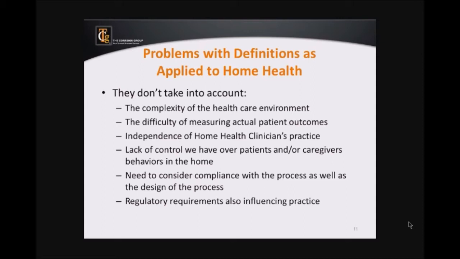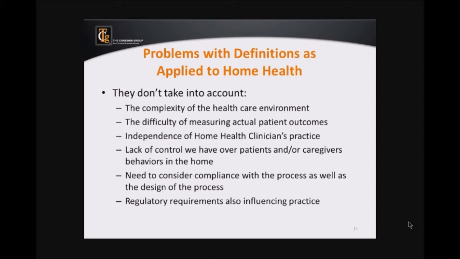The problems with definitions as applied to home care. We really have to look at the specifics of our own industry when considering various quality approaches. I don't have to tell you about the complexity of providing home care services or the difficulty of measuring patient outcomes. Writing measurable goals for patient outcomes is difficult. Much is out of our control, especially the course of illness and how the patient will react to the care provided.